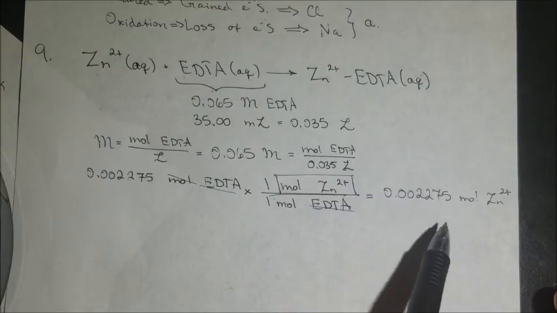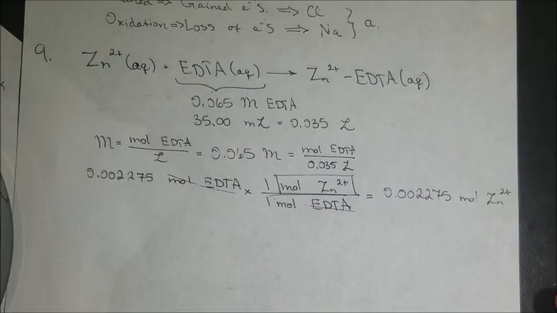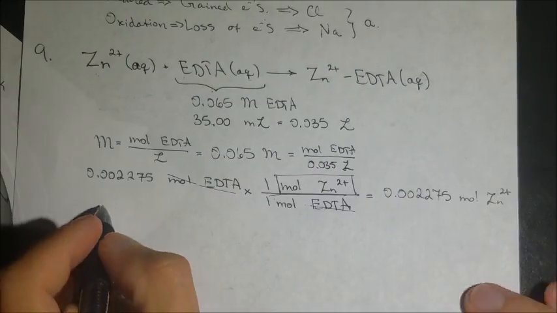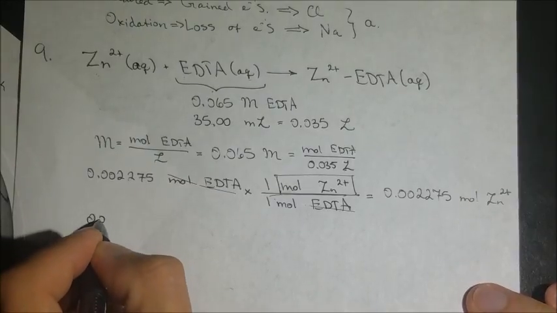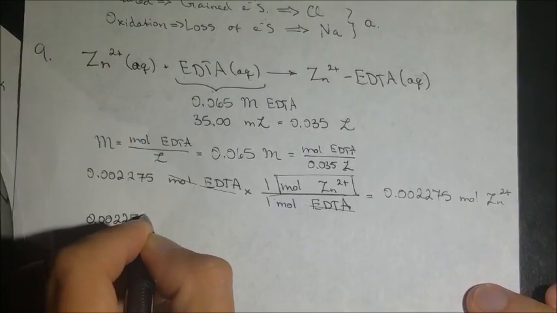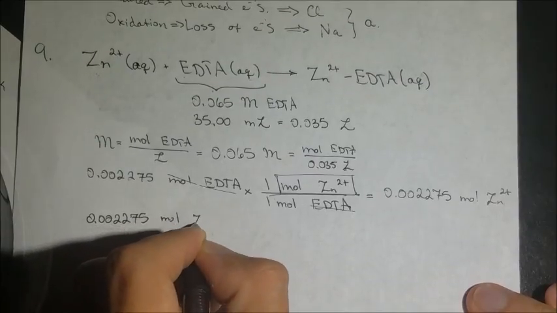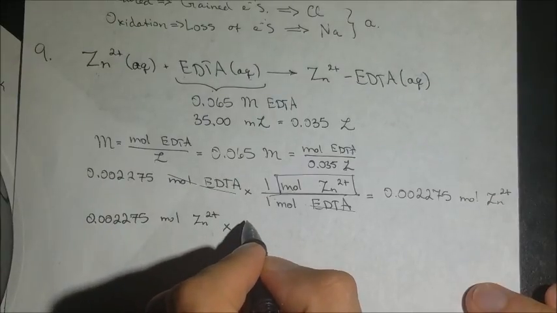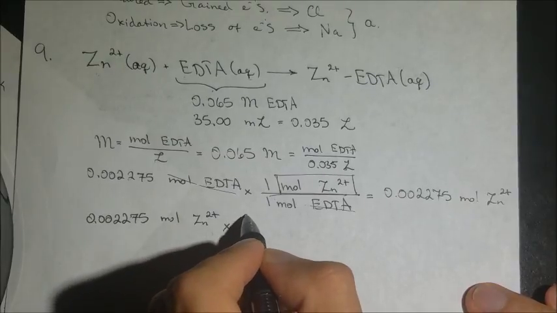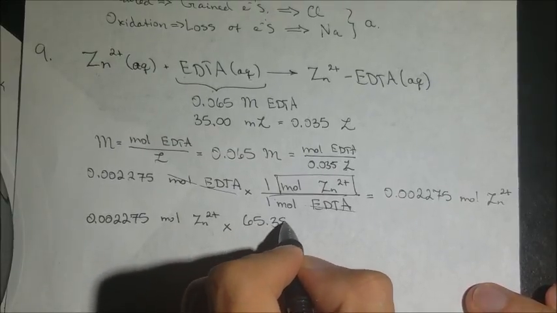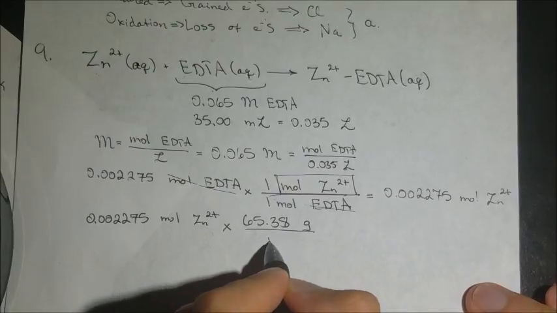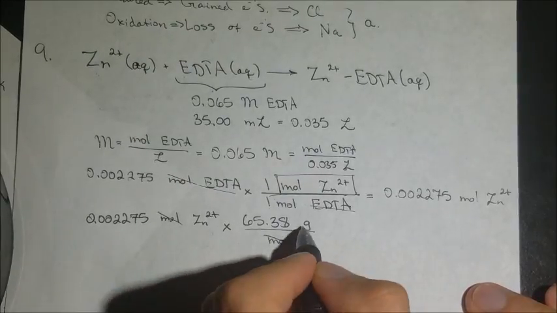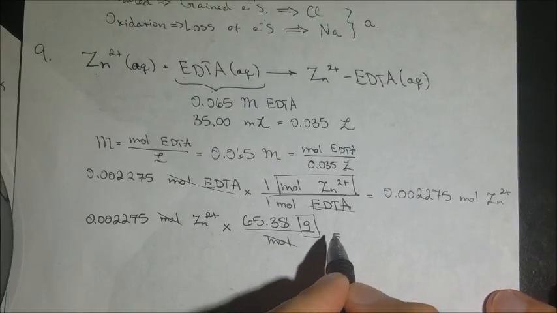So now that we have the number of moles of zinc ion, all we need to do now is say, okay, from moles, 0.002275 moles of zinc, I can turn this into grams of zinc by multiplying it by the molar mass of zinc. So 65.38 grams per mole. Moles cancel, and now I'm in grams of zinc.